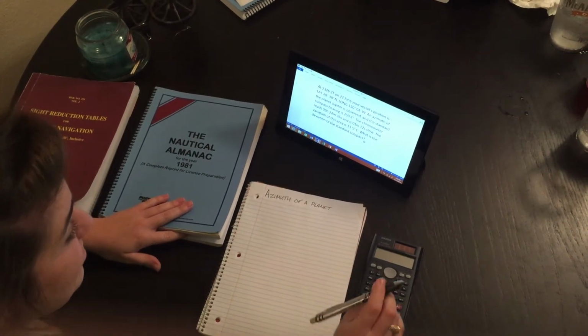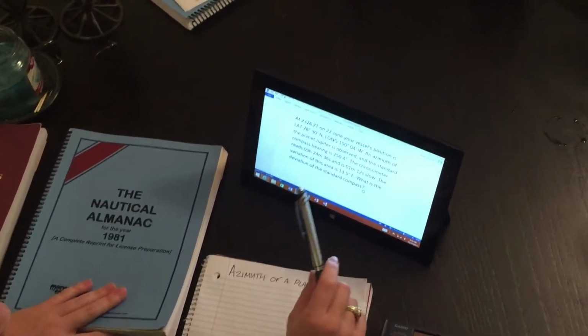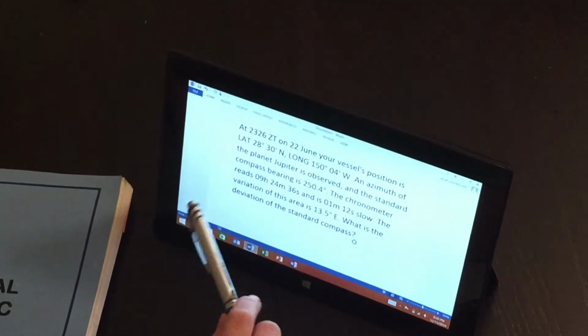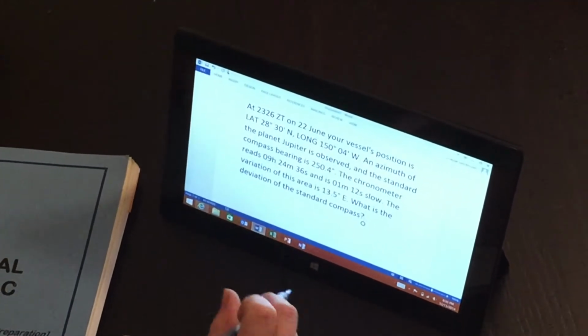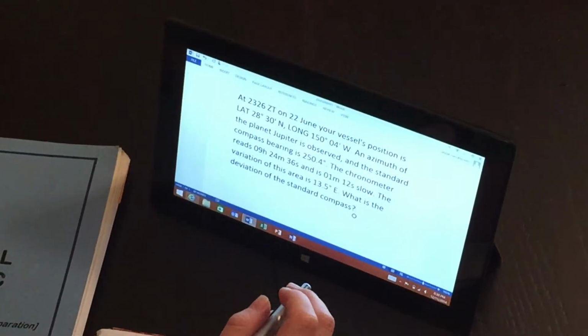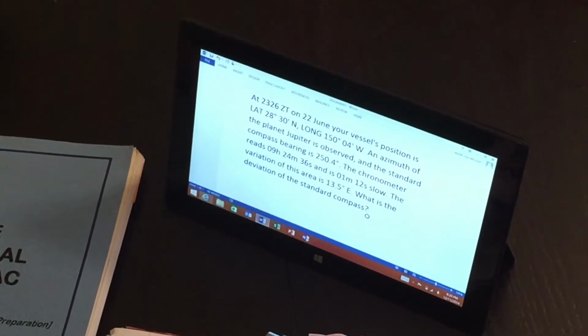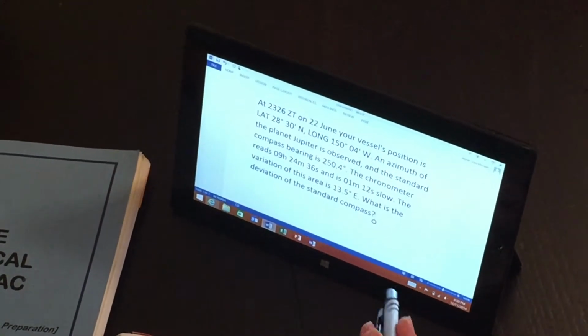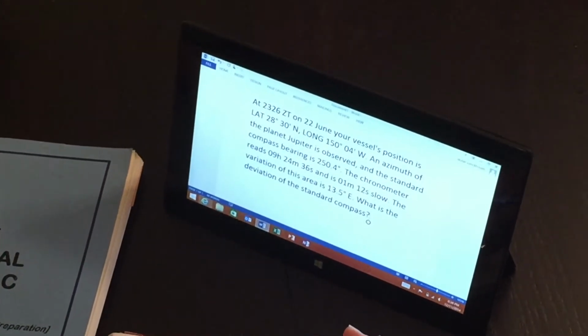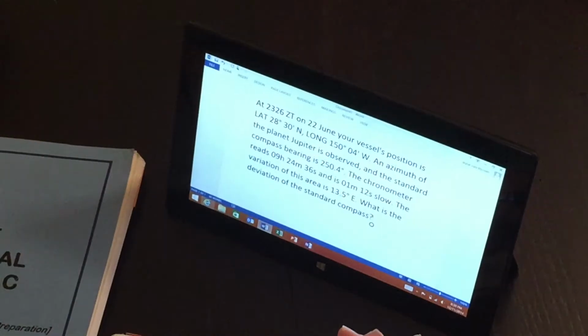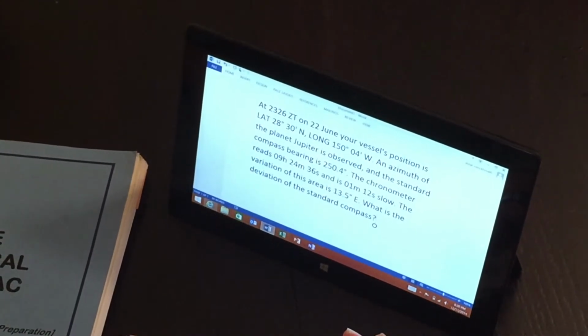Alright, this is how you do an azimuth of a planet. The problem we'll be working out is at 23:26 zone time on the 22nd of June, your vessel's position is latitude 28 degrees 30 minutes north, longitude 150 degrees 04 minutes west. An azimuth of the planet Jupiter is observed, and the standard compass bearing is 250.4 degrees.